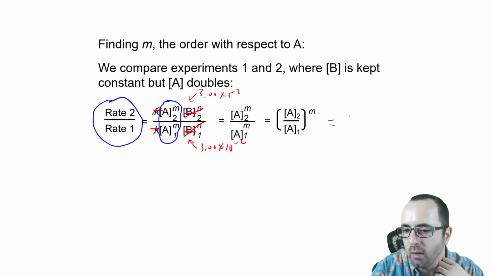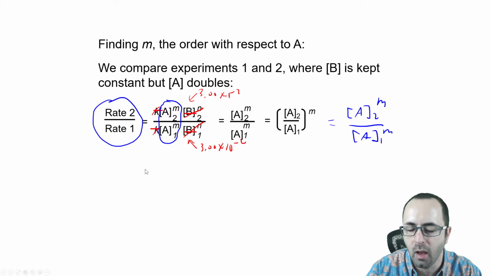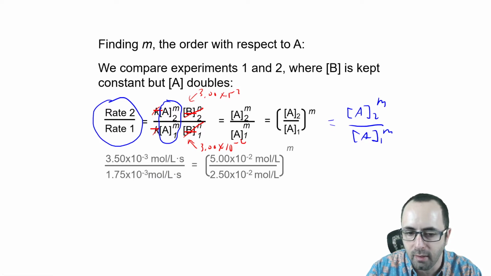This division here to this power is the same as saying concentration of A in experiment 2 to the m power over concentration A1 to the m power. So what we can do now is divide the concentrations of A in experiment 2 and A in experiment 1, and to that power, that will be equal to the rates of experiment 2 over the rates of experiment 1 on the other side. So let's plug those in and see that.